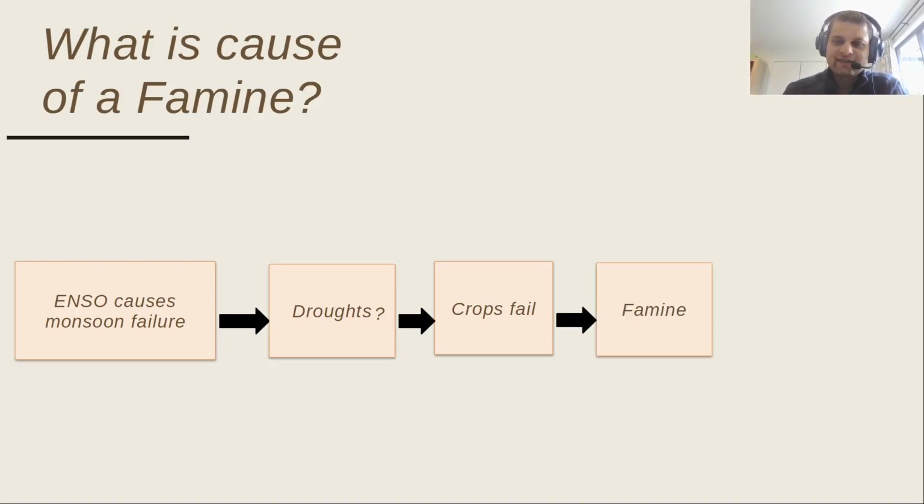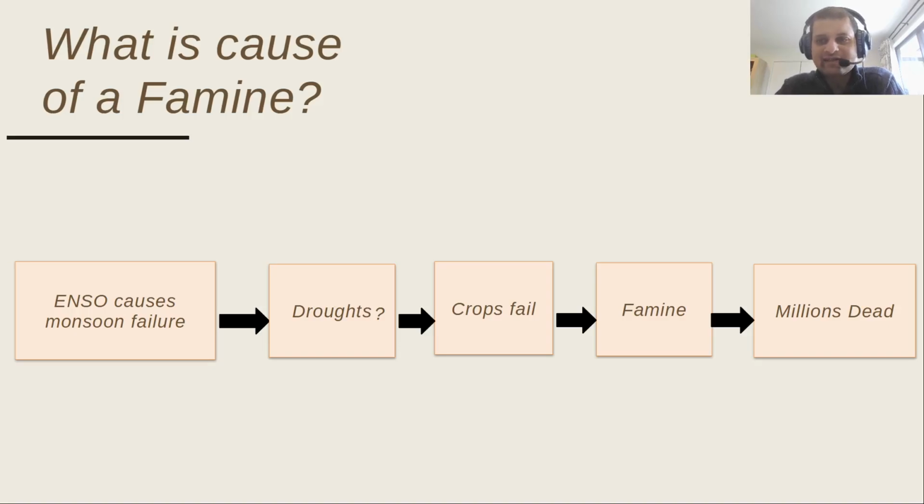And the next logical thing is famine, because once crops fail, you don't have enough food to survive. Forget about selling food grains on the market. It's a struggle for survival because there's not enough food for yourself. So it's famine. And this now is questionable. So is the next logical thing that the millions are dead?